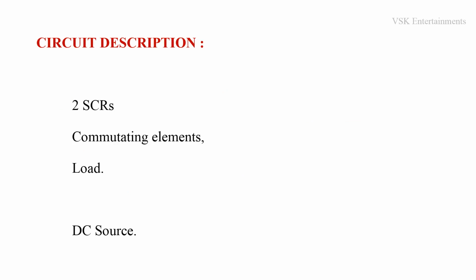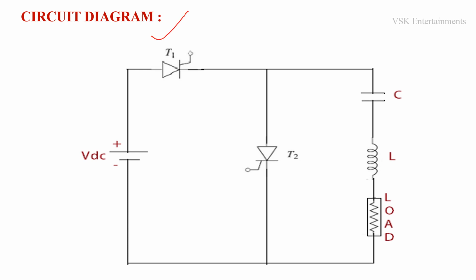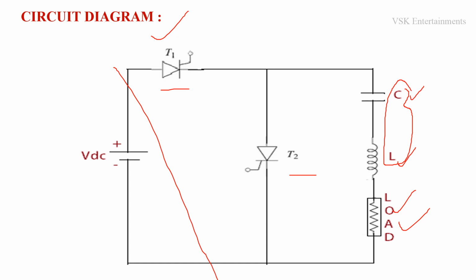Coming to the circuit description of the series inverter, it consists of two SCRs, commutating elements, that is inductor and capacitor, and the load. This entire thing is supplied by the DC voltage source. This is the circuit diagram of the series inverter. In this we are using two thyristors, T1 and T2, commutating elements inductor and capacitor, and the load. These commutating elements are connected in series to the load and the entire circuit is supplied by the constant voltage source VDC.